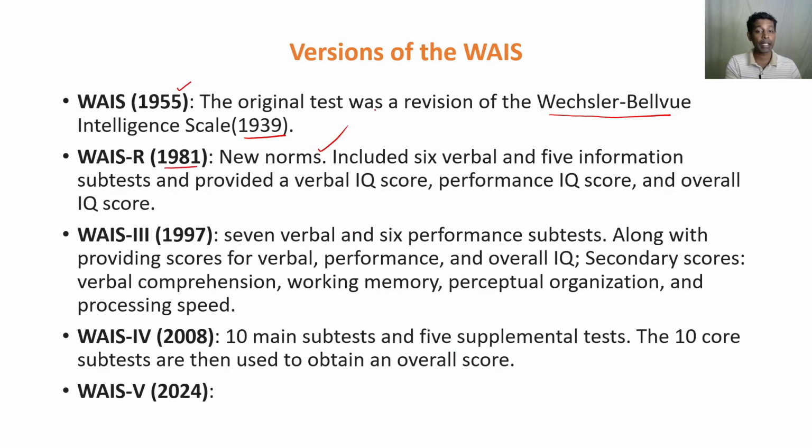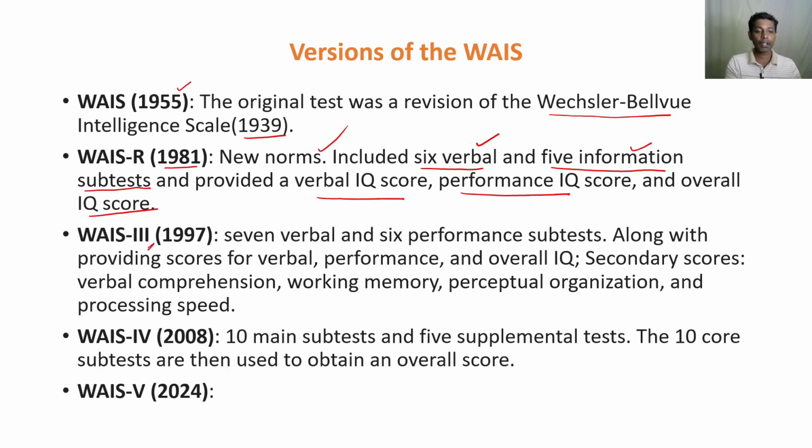New norms were created, with 6 verbal and 5 performance subtests. See that the terms are verbal and performance subtests, and the scale gives some kind of scoring pattern, which is verbal IQ, performance IQ, see that, and overall IQ. These are the scores calculated in the WAIS revised version, 1981.